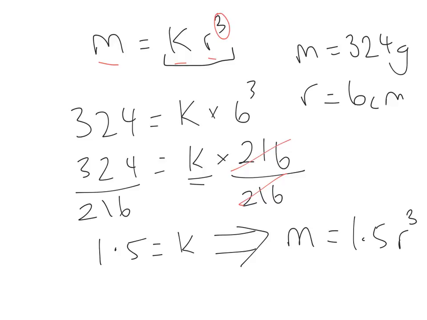So that there is a finalised equation. I've got my constant. It's no longer a k, it's a 1.5, and I can work out any question with that now. I can be given a radius and work out its mass, or be given a mass and work out its radius. Alright, so let's do that.